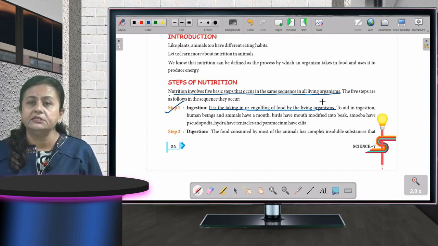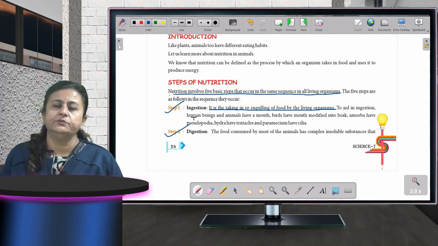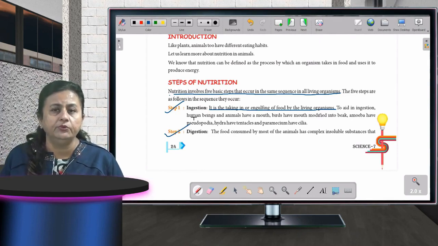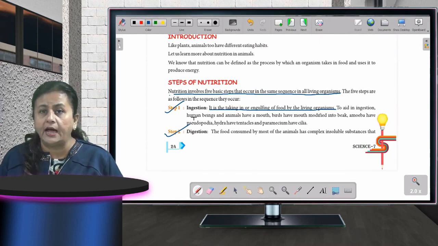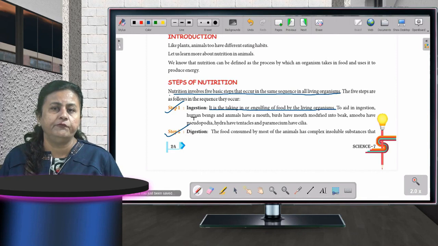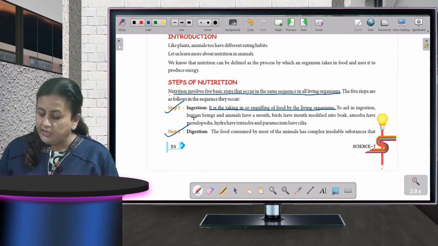The second one is digestion. What is happening in digestion? Our body cannot consume the food as we are taking it. It has to be broken down. The food which we are consuming is in a complex state. Our body cannot consume it the way we are eating. So it has to be broken down into simpler form so that our body can consume it.